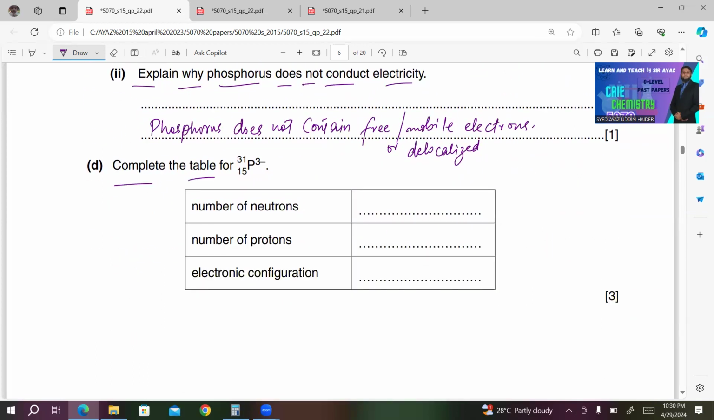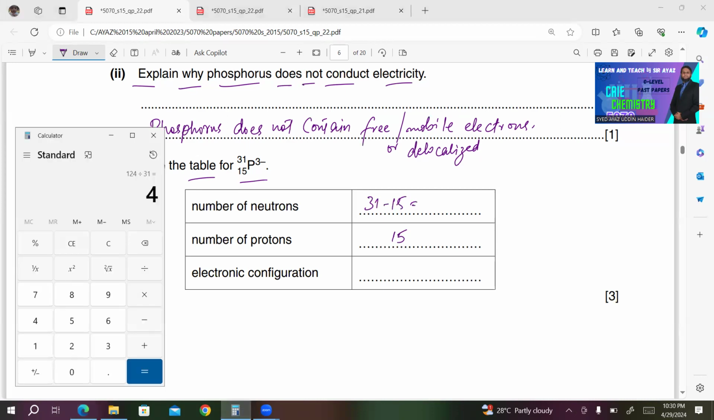Complete the table for P3 minus. 3 minus means it has gained 3 electrons. So the small number indicates the proton number, which means the number of protons must be 15 here. What about the number of neutrons? In order to find the number of neutrons, you need to subtract 15 from 31. So I write 31 minus 15, and you will get 16.